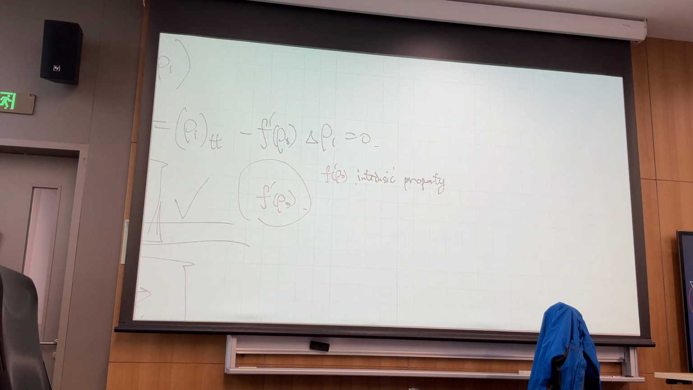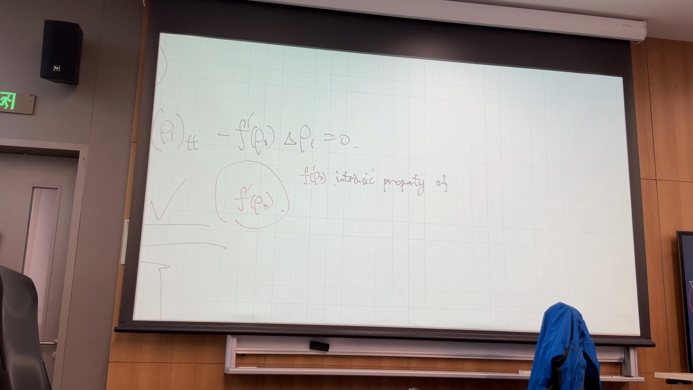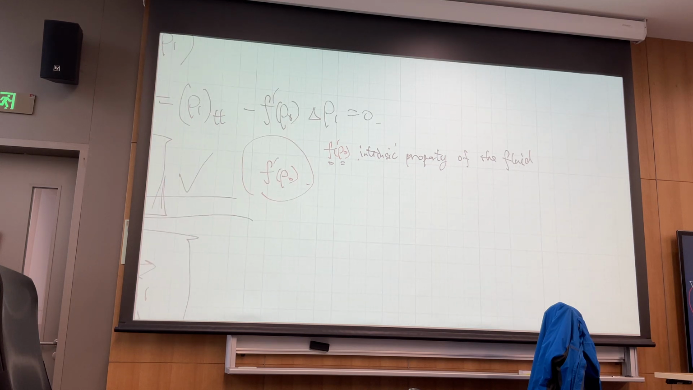Okay, it's actually an intrinsic property of the fluid. It's an intrinsic property of the fluid that I'm concerned with, right? Because the f and the rho 0 only depend on the fluid, nothing else. And the second thing is the unit. We talked about unit analysis in the class: the unit of f prime rho 0, okay, that's indeed the square of the speed.